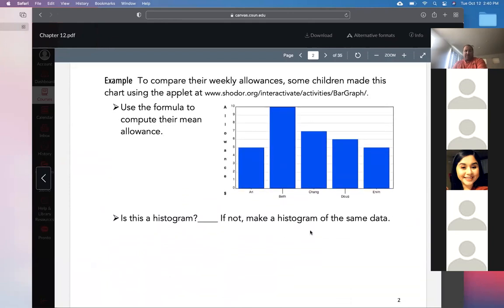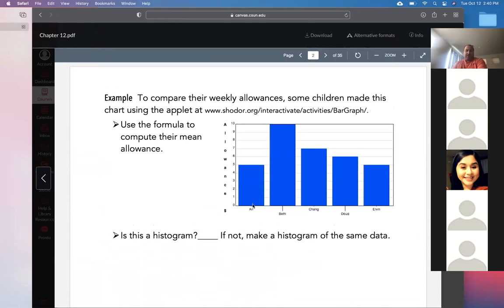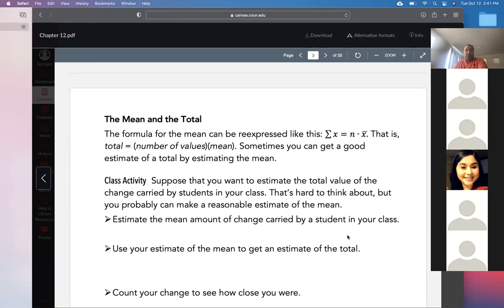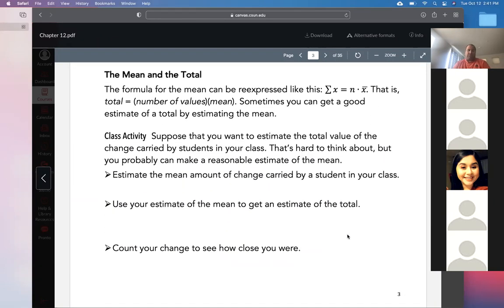We did this example last time. It's not a histogram because these are not numerical data. These are quantitative data. Oh, sorry, they're categorical. They're names. And we don't have classes of from this number to this number, this number to this number, and so on. And you can make a histogram out of it. We did that. So let's talk now, page 3.